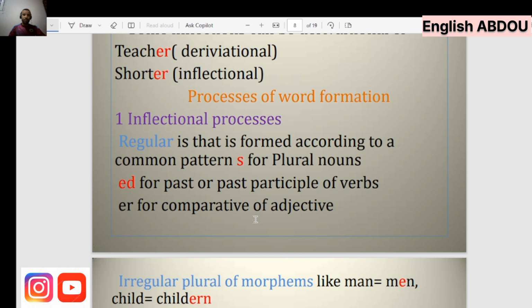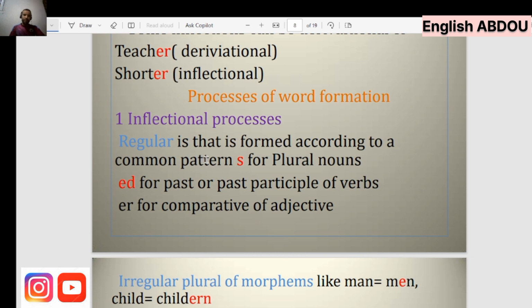According to the teacher, there are some teachers who give you a table and give you the words, and you are supposed to divide the words according to each category the word belongs to. So the first process is the inflectional process. In inflectional processes, we have regular and irregular morphemes. Regular morphemes are morphemes formed according to common patterns.